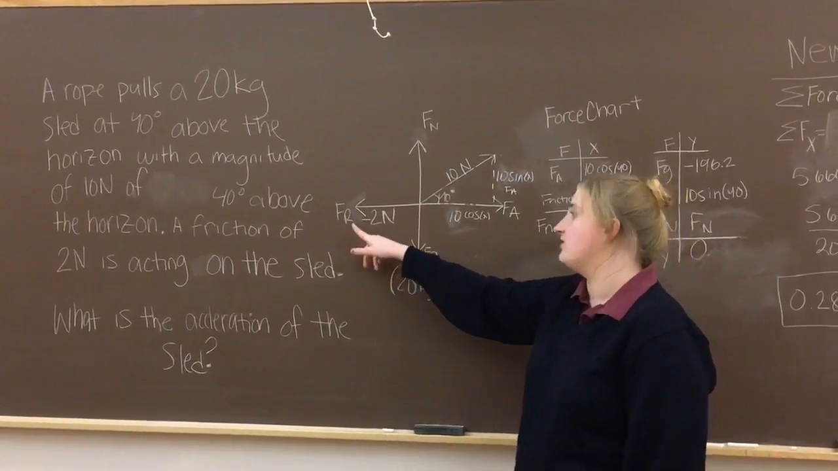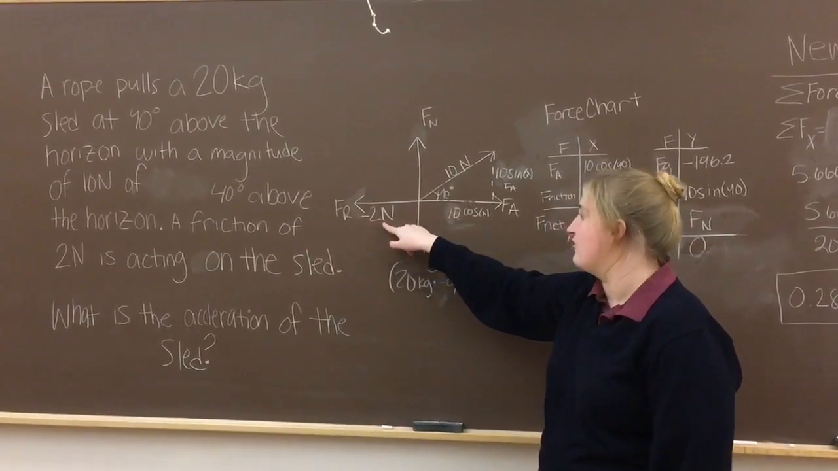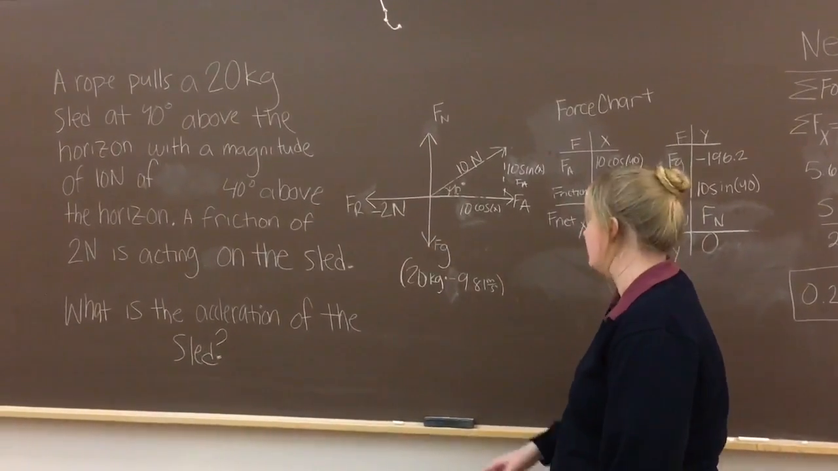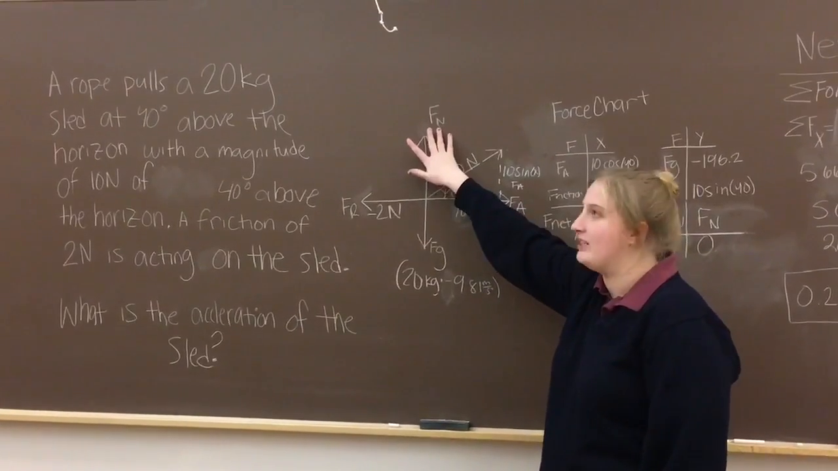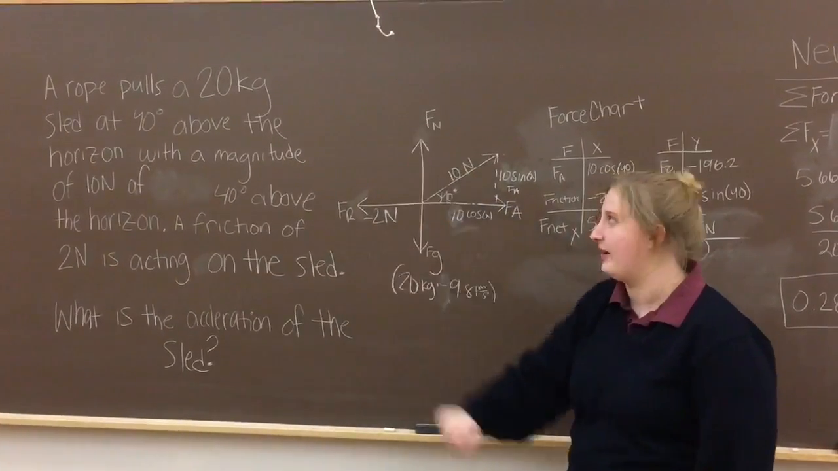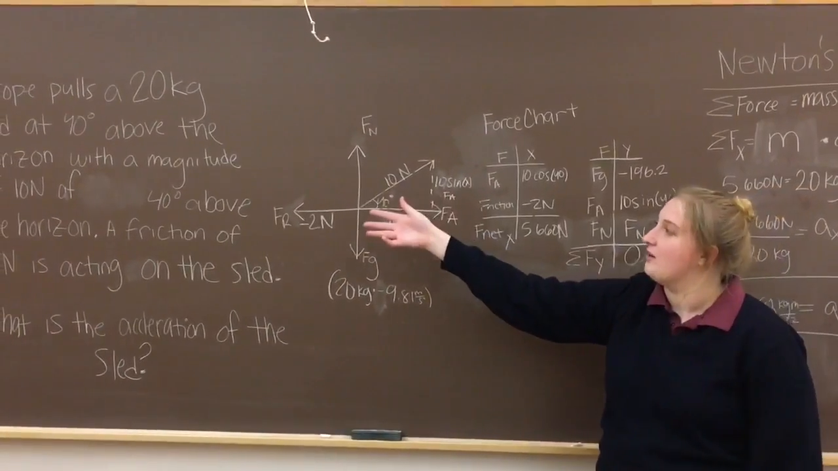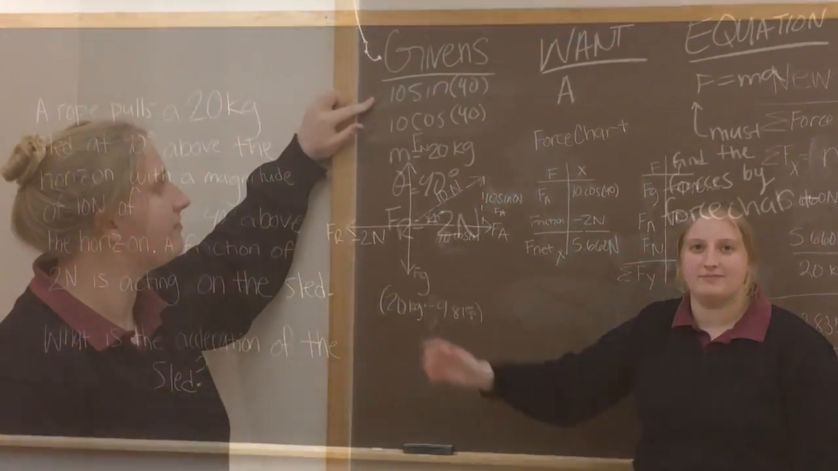And then this is our friction force. And it's negative 2 newtons because we're going in that direction, the negative direction. And then our normal force remains our normal force because we have no information about it. And so now we're going to write out our problem, our givens over there.